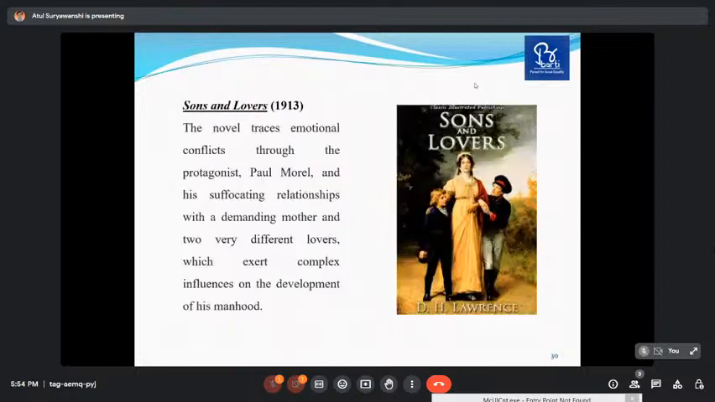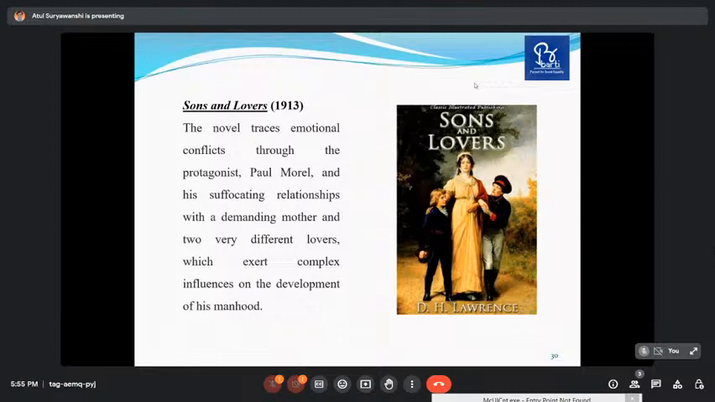So here, only one novel is given a fleeting glance, Sons and Lovers, which he published in 1913. The novel traces the emotional conflict of the protagonist, Paul Morel, the son of Gertrude Morel, and his suffocating relationship with Miriam and Clara Dawes, the flippant woman. With a demanding mother and two very different lovers, these exert complex influences on the psycho-emotive development of his manhood.